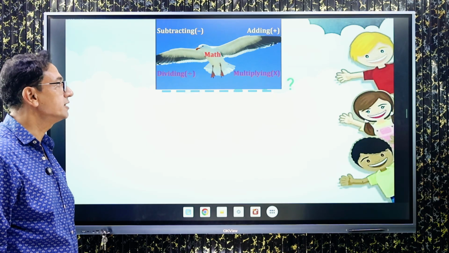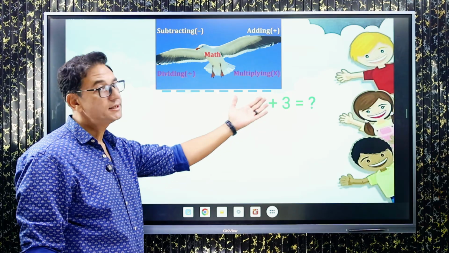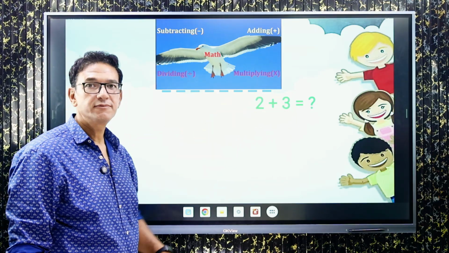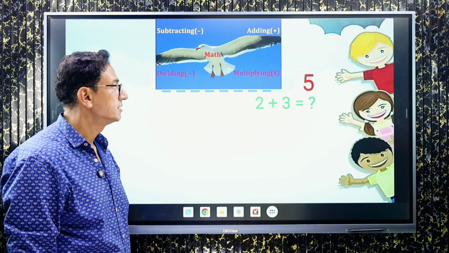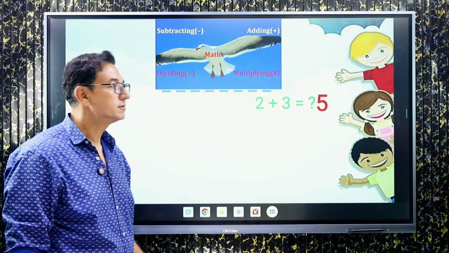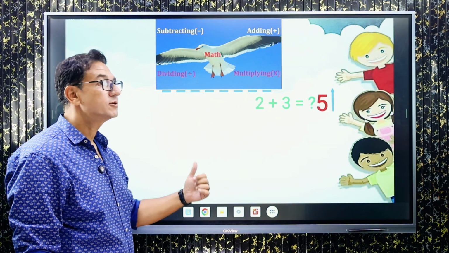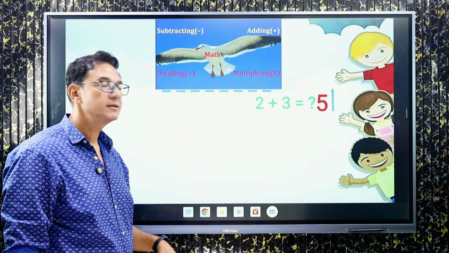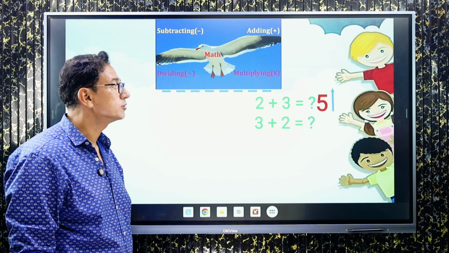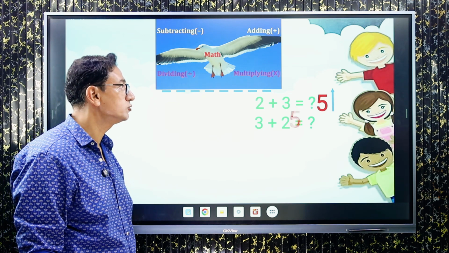For example, if we have 2 plus 3, 2 plus 3 equals what? 2 plus 3 equals 5. Yes, this is right. 2 and 3, they got bigger. What about if we want to add 3 plus 2? 3 plus 2 equals what? Of course, 3 plus 2 equals 5 also.